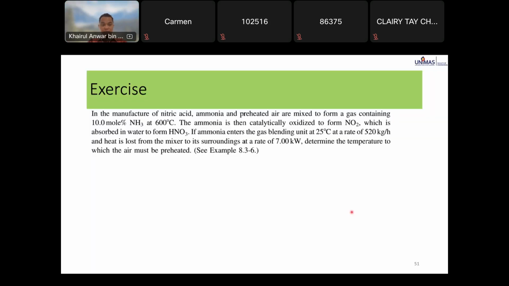All right. Okay. So for this exercise, using the same method, you see, temperature. But in this case, the Q is given. Heat is lost from the mixture to something, equal to 7 kilowatts, so negative 7 kilowatts. So negative 7 equals the expression in T. Then you need to solve that one.